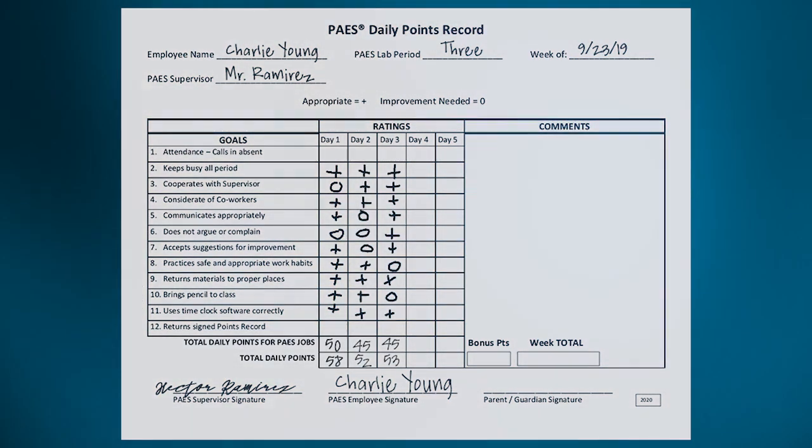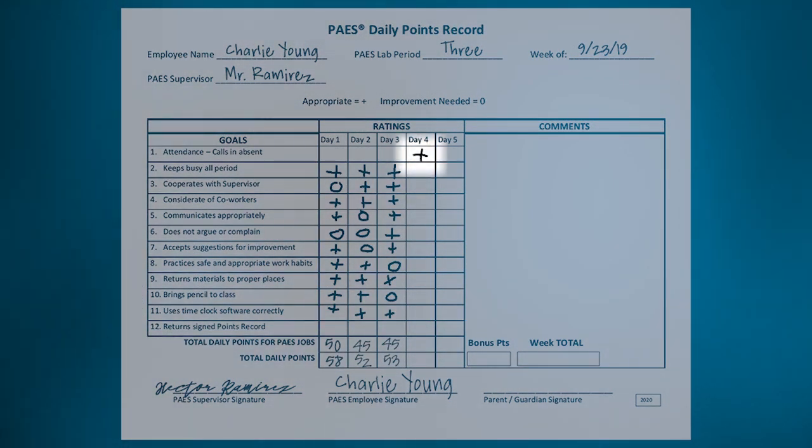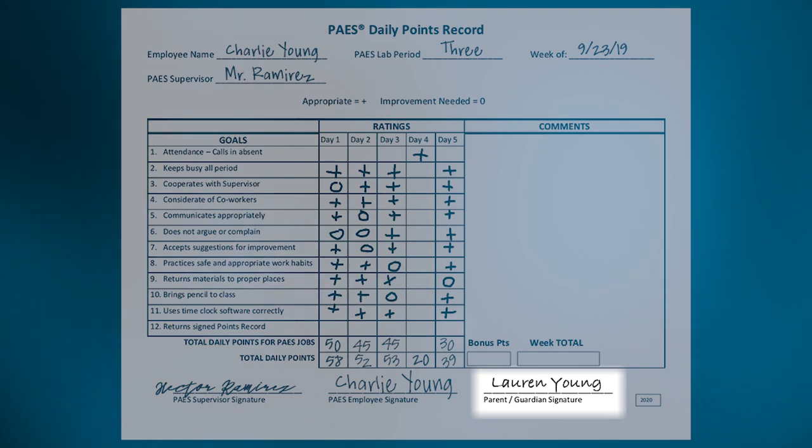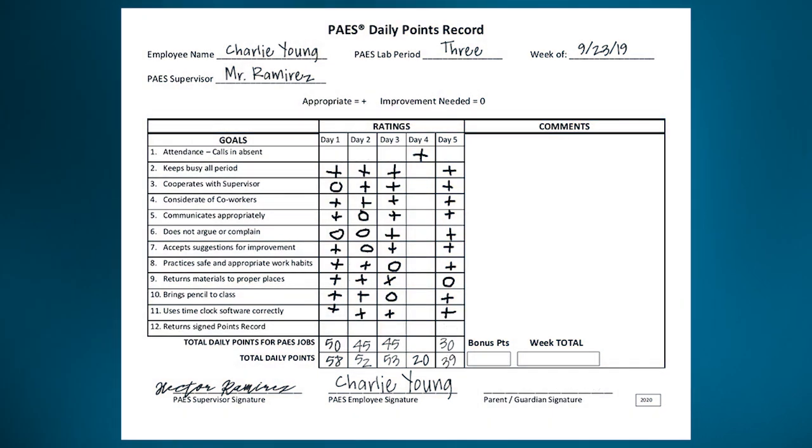If an employee was absent today but called in, they earn 20 points. If they are absent but didn't call in, they don't receive 20 points. If the employee returned to the lab with a previous daily points record signed by a parent, they get an additional 20 points written on the number 12 space for Returns Progress Report. If the employee doesn't return a signed daily points record, they don't receive the extra points.